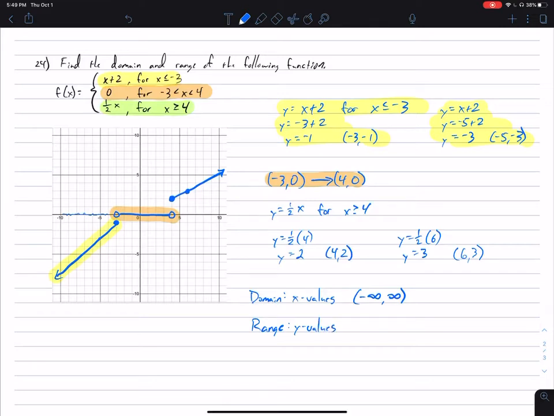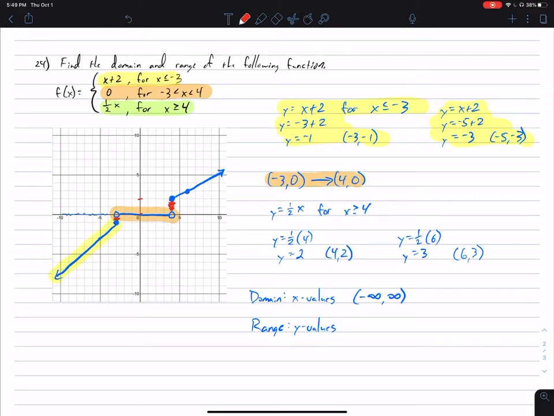My range values, remember, they're the y values. It looks like my graph goes up forever. It looks like it goes down forever. But what I need to be careful about is there are some gaps. And I'm going to draw these in red here. There's a gap right here. And there's a gap here. All right, there's no y value in this range from here to here. And then again from there. So I need to be careful.